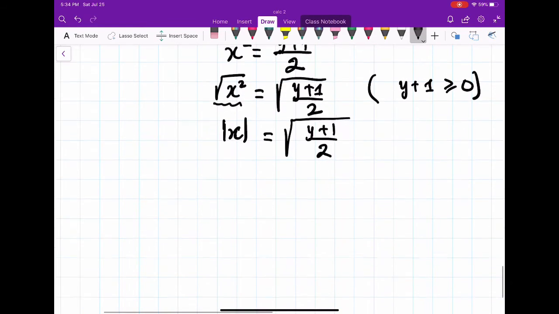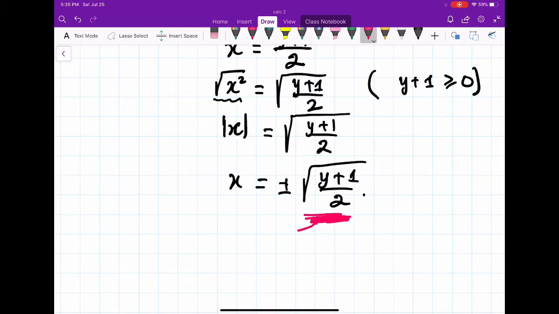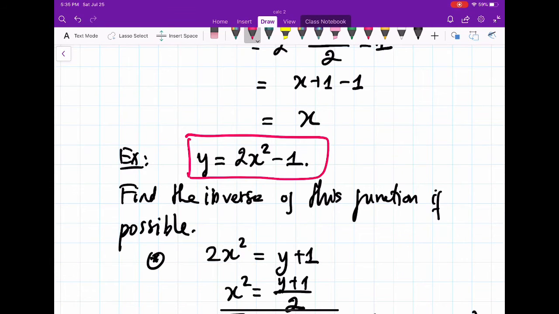If you have this equation, x should be equal to plus or minus the square root of (y plus 1) over 2. You see this? So that means for each y in here, you might have two values of x, because you have plus minus in here. So for one number y, you have two values of x. That is not a function. So it seems like this function does not have an inverse.